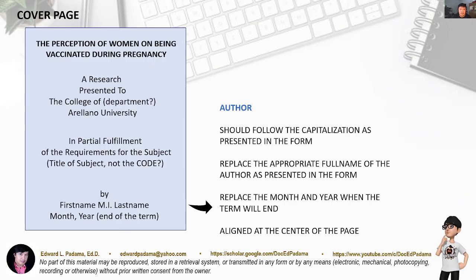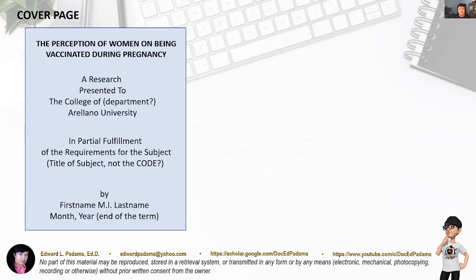And then the month and the year refers to the end of the term. Now, going back to the right side, replace the appropriate full name of the author as presented in the form as what I have discussed to you earlier on. Replace the month and the year when the term will end. So try to identify, well, when will this term end, on what month and what year? And that is what you are going to place on the month, year, at the last line of your cover page. And then again, align this at the center of the page.